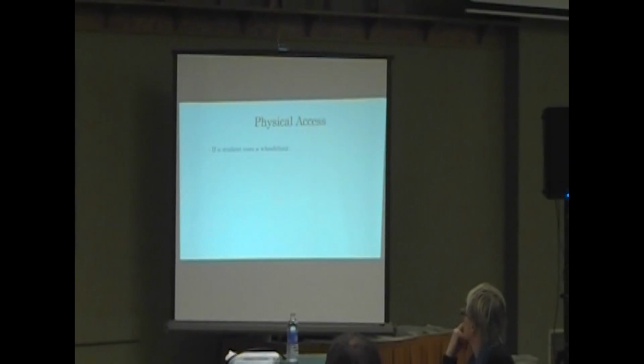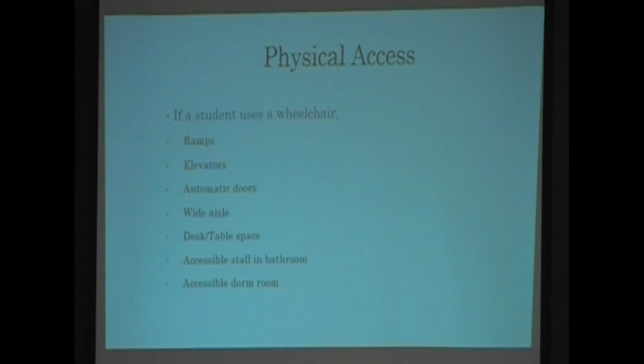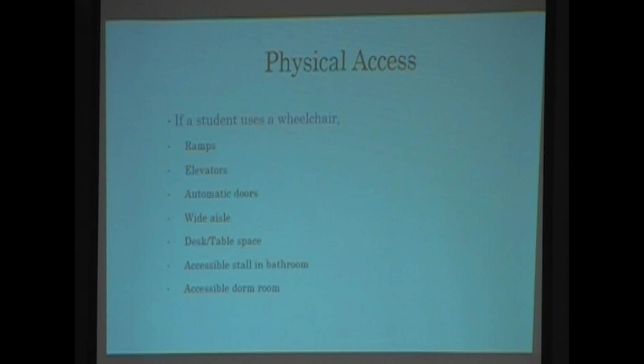If you have a student who uses a wheelchair, the letter of the law tells us that we have to put in a ramp anytime that there are stairs or an elevator to get to another floor. There have to be automatic doors, so those doors where you push a button and they swing open and they stay open for a minute and then they swing shut again. There has to be a wide aisle in a classroom that would lead to a desk or table space that is wheelchair accessible. And there has to be an accessible stall in the nearest bathroom, and there has to be an accessible dorm room if the person who uses a wheelchair is going to live on campus. And so that's all the letter of the law, the minimum that you would have to do if you had a student who needed physical access to your school setting.